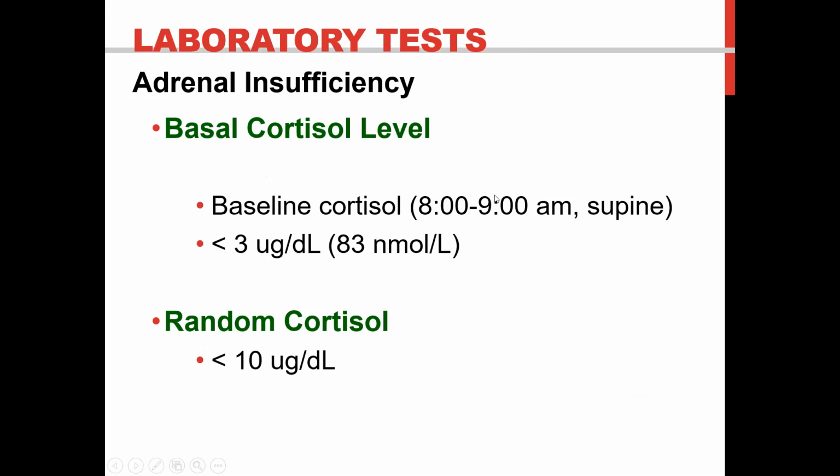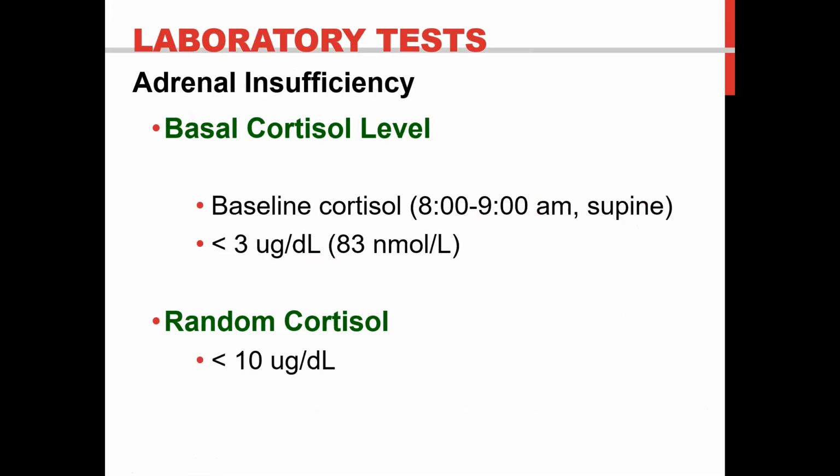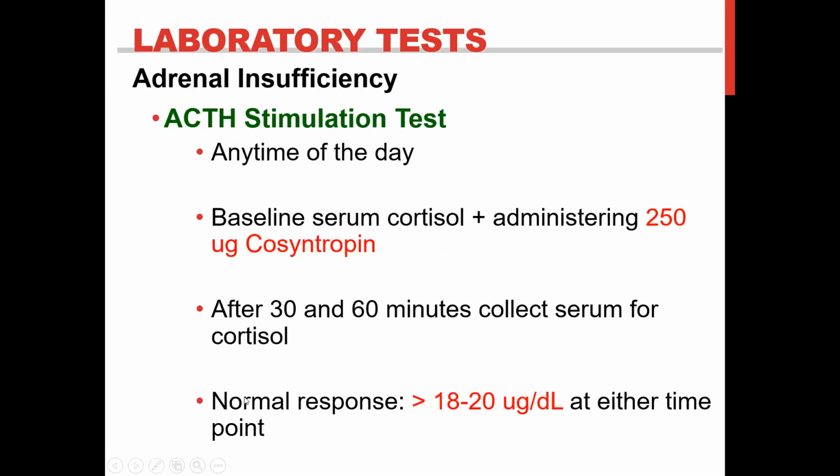And we can also do a basal cortisol level. You can get baseline cortisol between 8 to 9 a.m. The patient lies supine, and if there's adrenal insufficiency, then there would be less than 3 microgram per dL. For the random cortisol, there would be less than 10 microgram per dL for adrenal insufficiency.